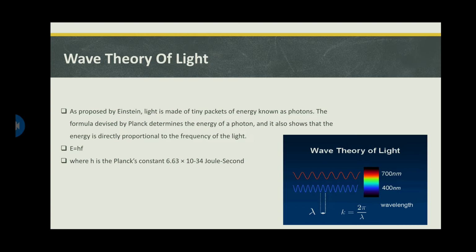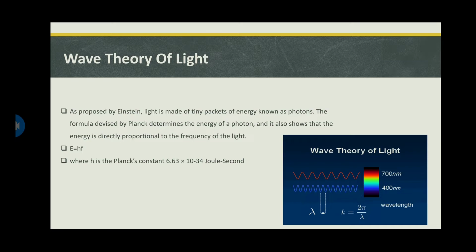Now let us see the particle theory of light. As proposed by Einstein, light is made of tiny packets of energy known as photons, like h mu. h mu is one photon packet of energy.